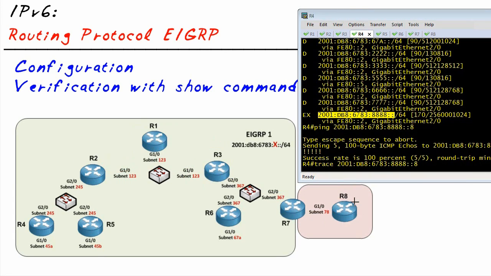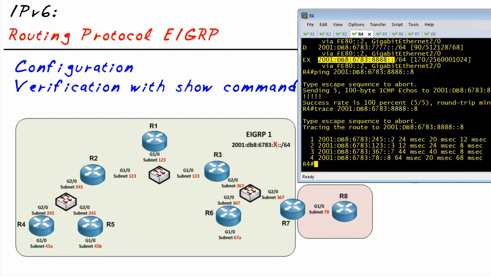We can verify that with this trace. We'll simply run it. And that says, drum roll please, R2, R3, R7, R8. Perfect. Took the exact path that we thought it would as it went through the network. A great way to verify full connectivity and the path that's being taken through the network.